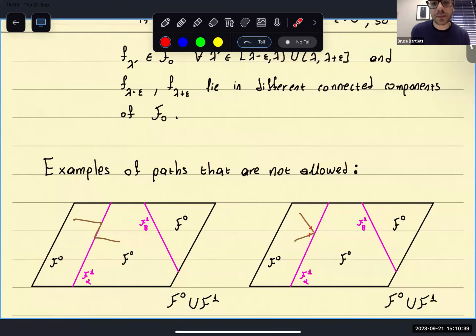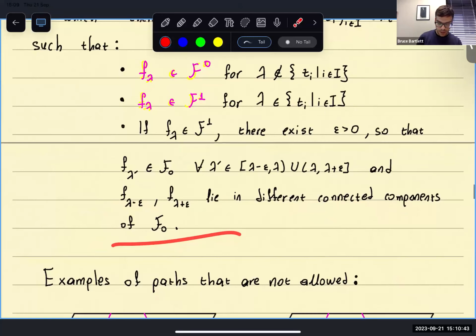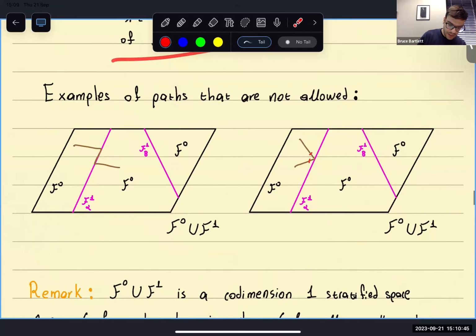So that's this condition here, and things that I allow are basically all things of this form.